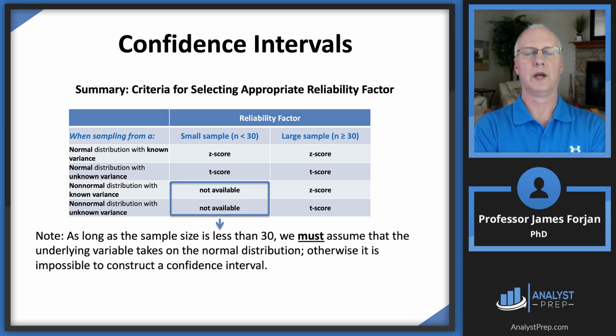Now here's a good summary table for selecting the appropriate reliability factor. I think it's really safe to just try to remember that for 95%, it's going to be about 2. And this is what this table gives you: that's if the sample size is relatively large, greater than or equal to 30. If it's less than that, then you have to make sure you're aware of whether or not the variance is known or unknown. So I would memorize this table pretty quickly, but I don't think that's too much of a challenge.